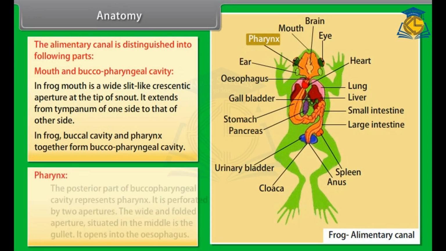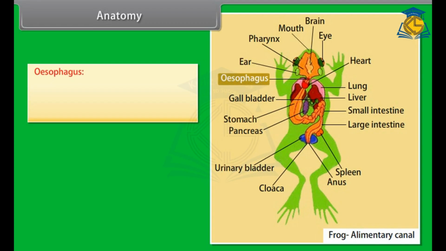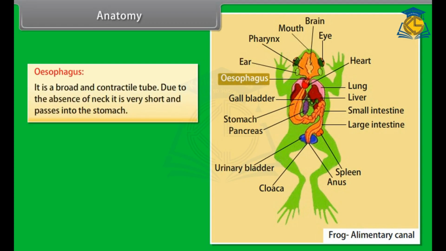Pharynx. The posterior part of the buccopharyngeal cavity represents the pharynx. It is perforated by 2 apertures. The wide and folded aperture situated in the middle is the gullet. It opens into the oesophagus. Oesophagus. It is a broad and contractile tube. Due to the absence of a neck, it is very short and passes into the stomach.